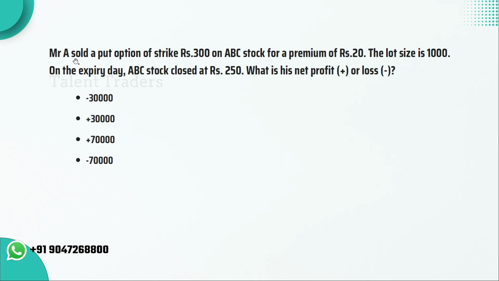And here one more thing: you sold a put option at strike 300 on ABC stock, option premium 20, the lot size is 1000. On expiry day the stock closes at 250. So here, whether you know about the intrinsic value or not, you are taking a 300 put option, and you sold it at 20 rupees. Just mark it. Sell minus buy should be the exact answer, and you will easily get it. So just use this sell minus buy formula for the profit calculation.